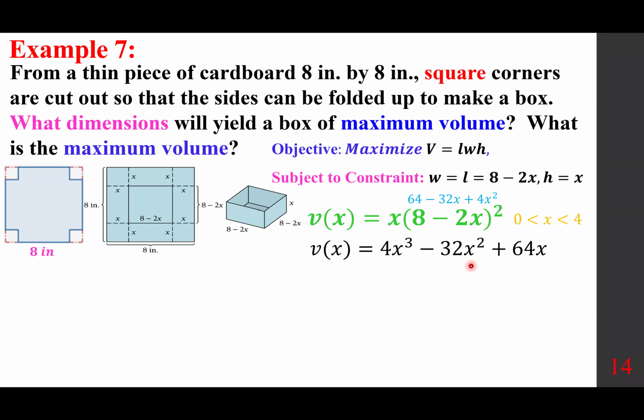We need the critical point or points. To do so, we have to find v prime. V prime is 12x squared minus 64x plus 64. V prime of x in essence, okay? And we can factor the common factor of 4 out. We get 3x squared minus 16x plus 16.